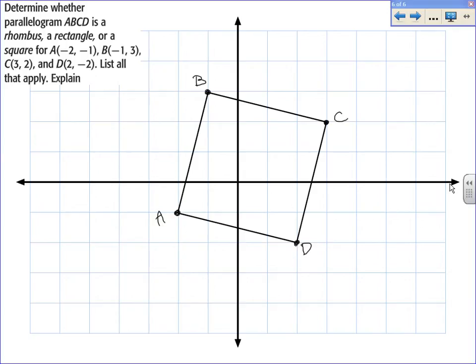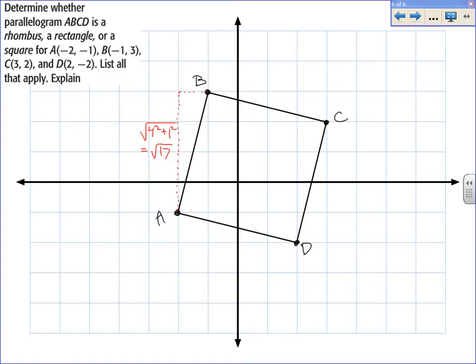First of all, the easiest thing to check are the lengths of the sides. Again, distance formula is the square root of the vertical distance and horizontal distance between 2 points, squared and added together. So from A to B, I can count up 1, 2, 3, 4, and right 1. So this side is the square root of 4 squared plus 1 squared. That is 16 plus 1. That's the square root of 17.